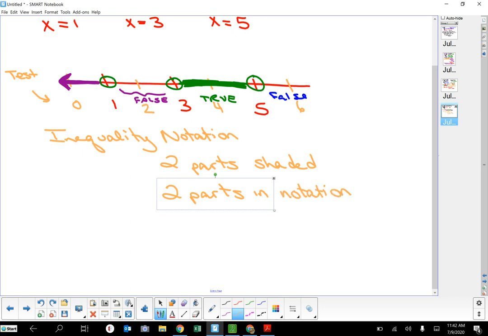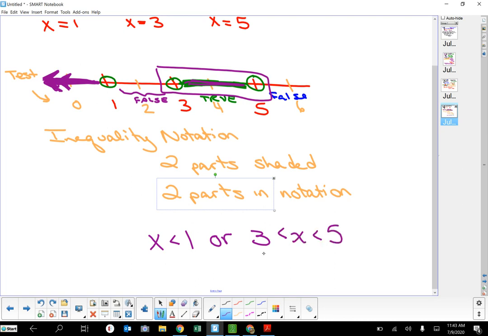Okay, so the first one, the purple one, is going to be x is less than 1, right? Period. x is less than 1. Everything less than 1 over here is going to satisfy this inequality. However, we also have this section in here. So we need an or. And then because it's between two dots, we have 3 is less than x is less than 5. The lower number, the higher number, the variable in the middle. And that's how that would look.